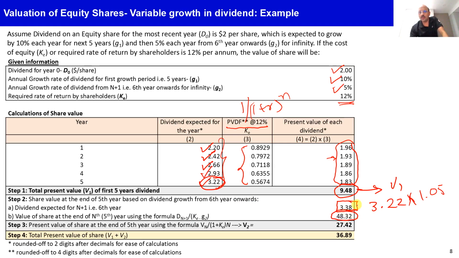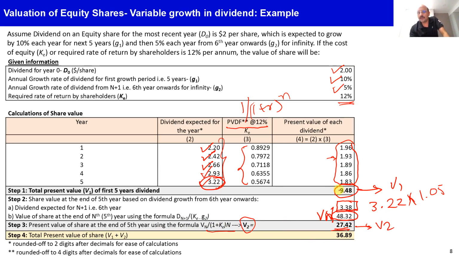To convert that value into today's value terms, this becomes Vn. Let's say this is Vn, and this Vn we have to convert into today's value terms by further discounting it at 12%, which is the KE. So when we convert that using the formula Vn divided by 1 plus KE raised to power n, we get the value of our V2. So that value comes to 27.42 as V2.